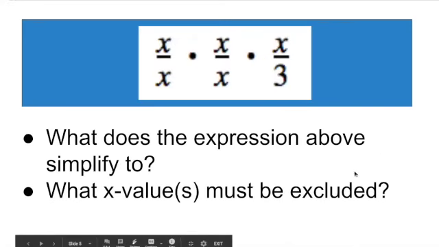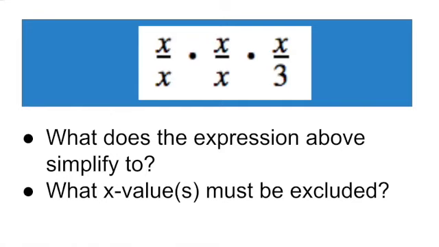Okay, we have, again, a series of rational expressions all being multiplied together. So what does this expression simplify to? What does it equal? And what x value or values must be excluded? Okay, so this one, the x over x simplifies to 1. It's the same thing on the top and the bottom. So we have 1 times 1, that's just 1, times x over 3, which would just be x over 3.